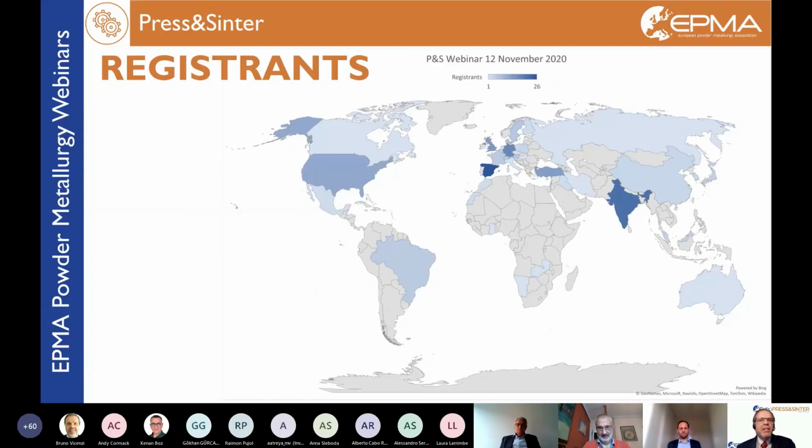First of all, this was the map of registrants I wanted to show you at the start. So you can see it's worldwide. Thank you again. I will have to do the same map for the participants, but thank you, Spain, especially. Also India and all the other countries are represented here. Thank you for being here.